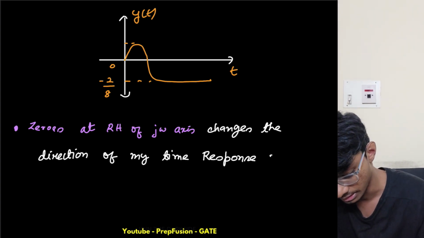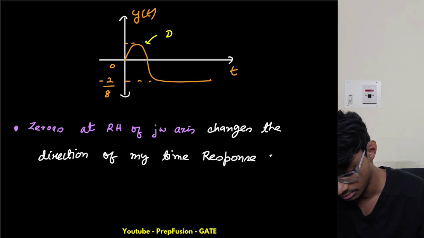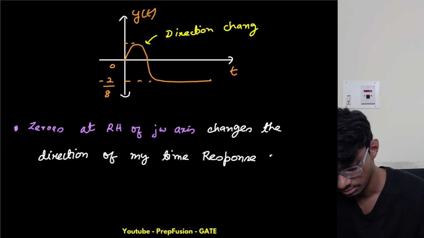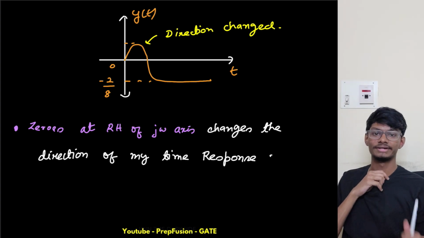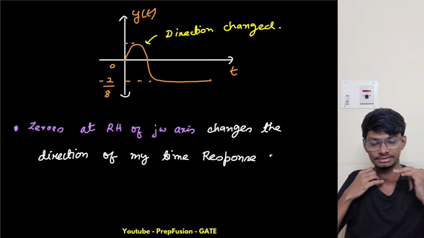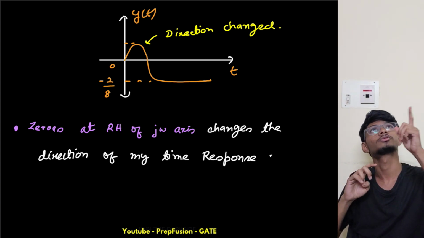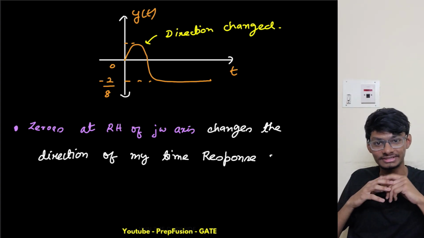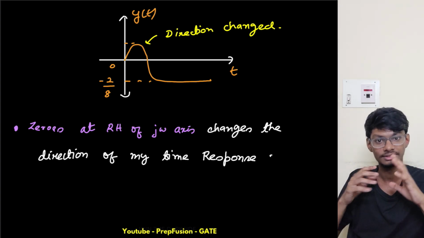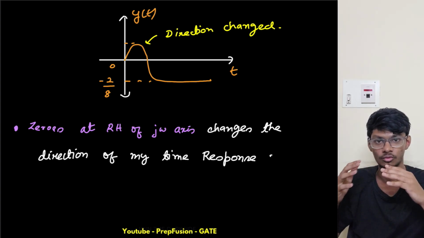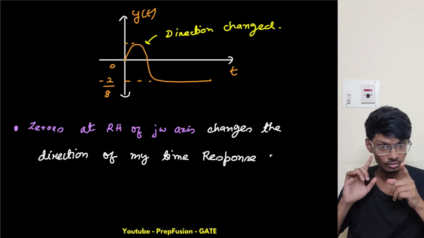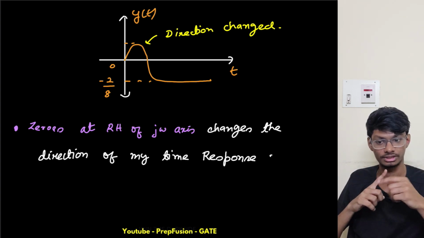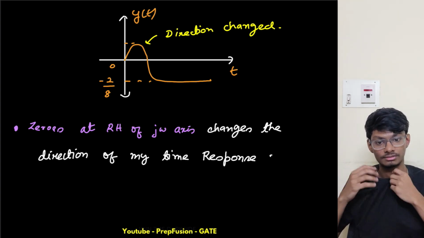Let me write it here: direction change. So why is this very dangerous? Let's say our fan. If you turn on the fan, it is supposed to rotate in some direction, I don't know if it's clockwise or anti-clockwise. But let's say your transformation or system has some zero in the right half plane. So what will happen? Basically the fan will start rotating in the opposite direction, and then it will again reverse its rotation. So that may damage the motor, that may be very dangerous.